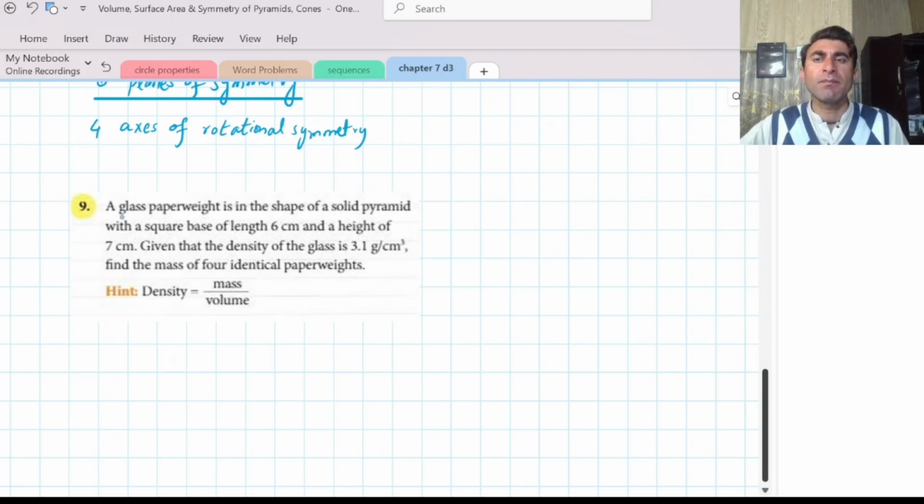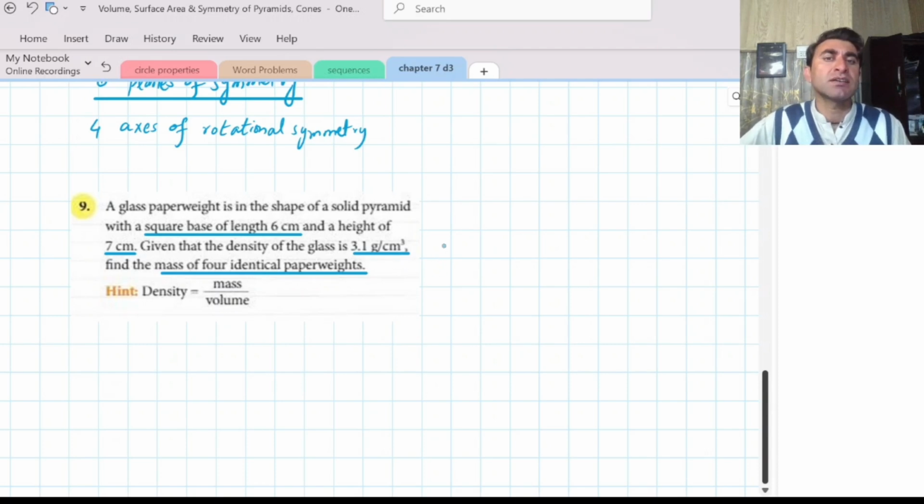In question 9, a glass paperweight is in the shape of a solid pyramid with a square base of length 6 centimeters and a height of 7 centimeters. Given that the density of the glass is 3.1 grams per centimeter cube, find the mass of 4 identical paperweights. So definitely if it is the mass of 4 identical paperweights, I can say it is 4 times the mass of one paperweight.